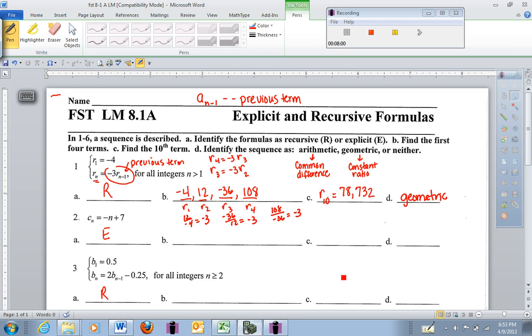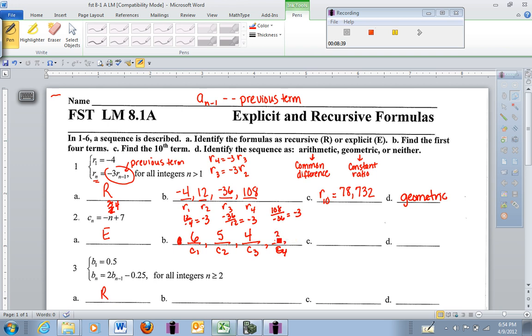Okay, let's look at number 2. Number 2 says we have c sub n is equal to the opposite of n plus 7. So the first term, I'll write down below here, c sub 1. I'm going to find 4 terms altogether. The first term means I'm going to stick a 1 in for n, so the opposite of 1 plus 7 would give me 6. Then if I put a 2 in for c sub 2, I'm going to get 5, aren't I? When I put a 3 in for n, -3 plus 7 is going to give me a 4. And if I would put 4 in for n, -4 plus 7 is going to give me 3, isn't it?